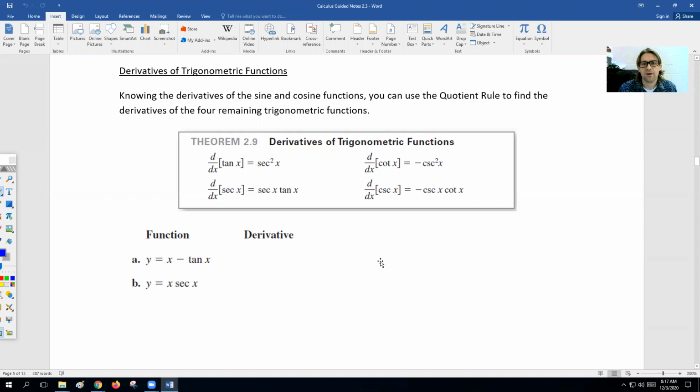So now that we know the product rule and the quotient rule, we're still going to use those. We're going to combine those together. But we also want to make sure we can still take the derivative of things that are out there. So there are other trig functions we haven't worked with.